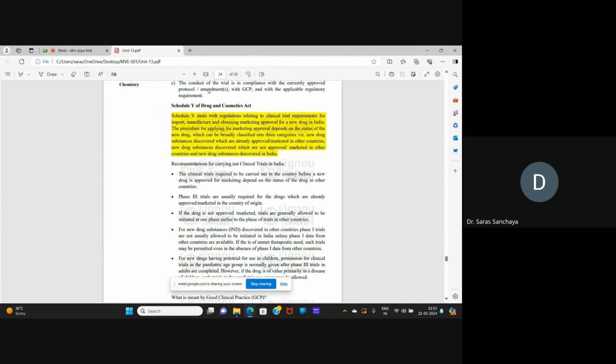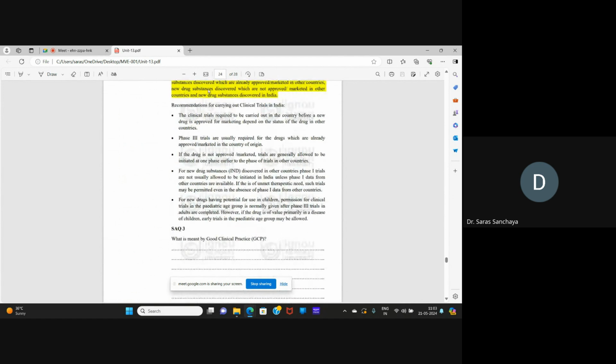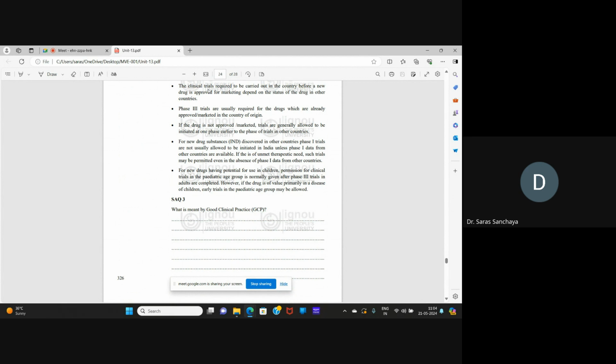So there are three categories in this schedule: new drug substances discovered which are already approved or marketed in other countries, new drug substances discovered which are not approved, marketed in other countries, and new drugs discovered only in India. So there are different phases of clinical trials: phase 1, phase 2, phase 3, phase 4, and accordingly the drugs are approved.